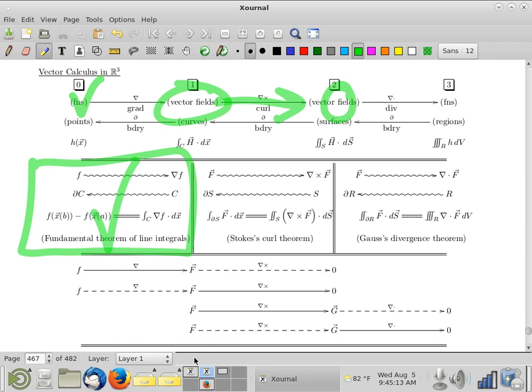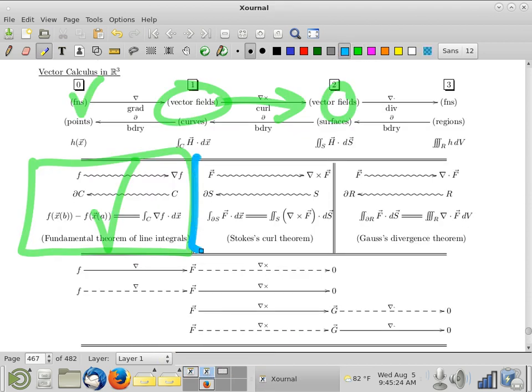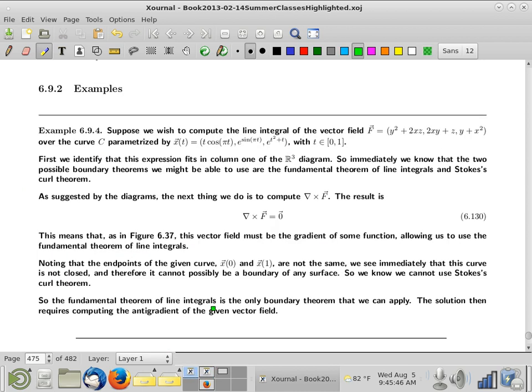Before we actually do it, let's resolve the next question. Could I use Stokes' curl theorem? I mean, it's still on the table. Is it an option that I might consider before I make a decision on how to actually do this? Well, if that's going to be the case, I need my curve to be a boundary of some surface. So, is it? Well, my curve is kind of ugly.